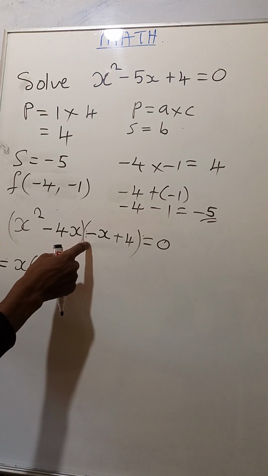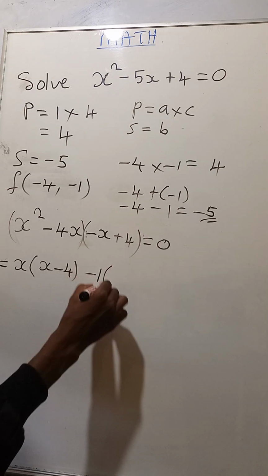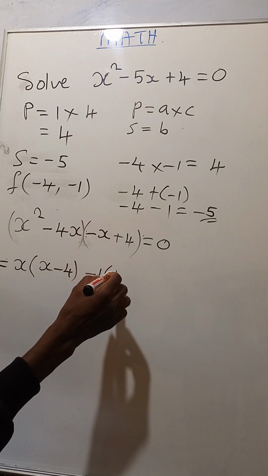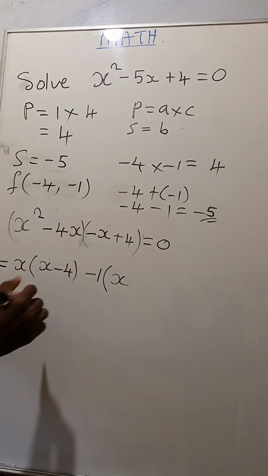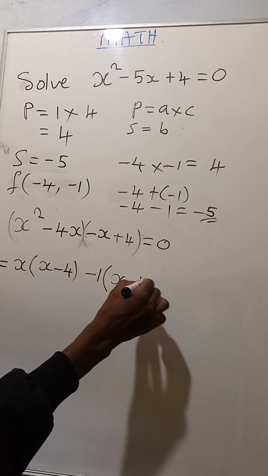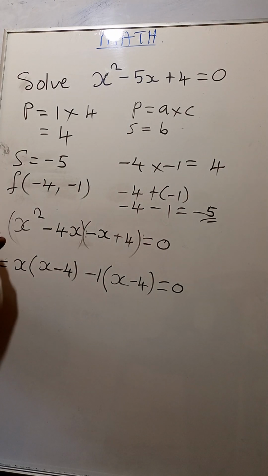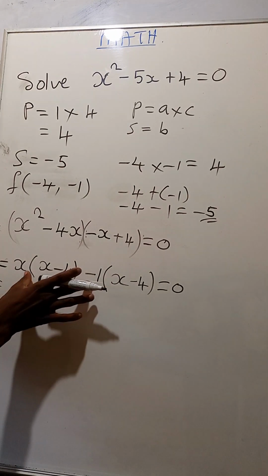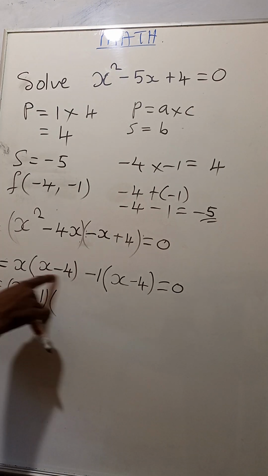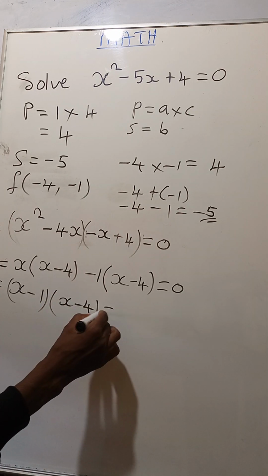So I'll take negative 1 out. Negative 1 into negative x is just x, then negative 1 into positive 4 is negative 4. This must be equal to 0. Then from there, I can take x minus 1 as the common factor and multiply it by x minus 4, which is equal to 0.